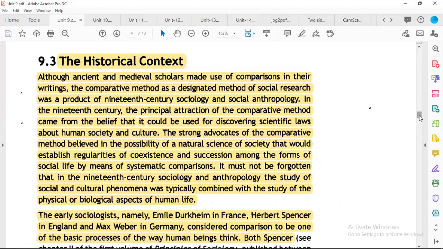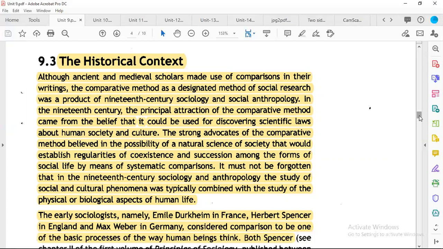The main attraction of the comparative method is that social theorists believed that by using it we will discover scientific laws of society, just as by using the natural method we get natural laws of nature. By those specific laws we can understand the regularities of coexistence and succession among the forms of social life, and we can also systematically compare different parts of society.